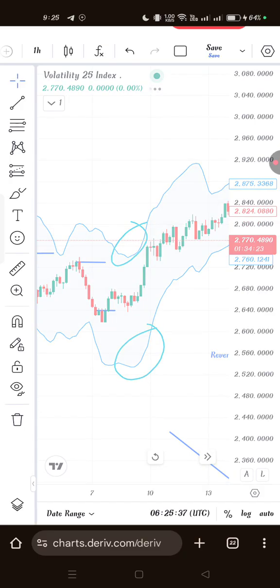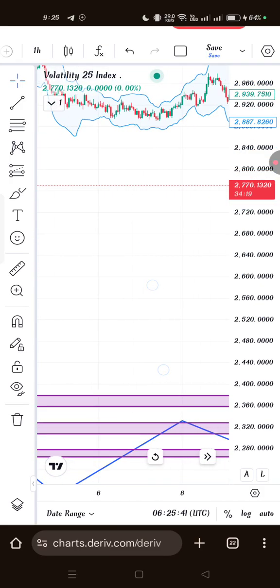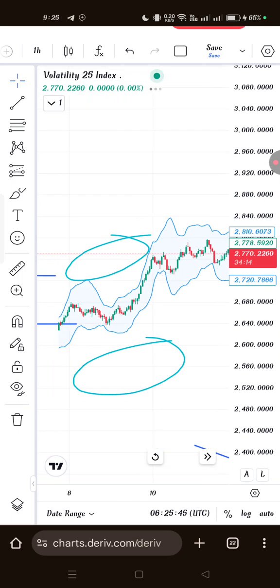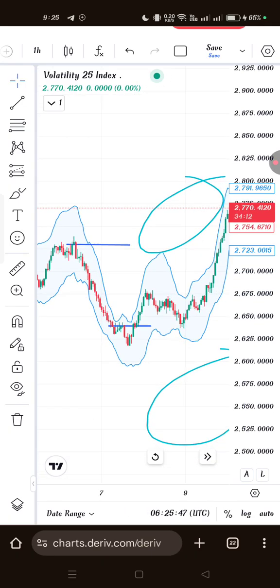The last thing you do is go to a 1 hour time frame. I'm showing you how you narrow down and get clean entries. After you've gone to your 1 hour time frame, you will just do what?